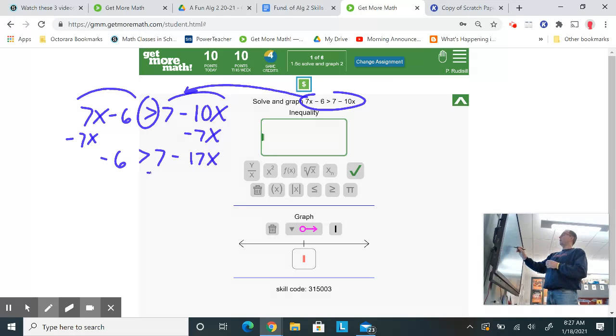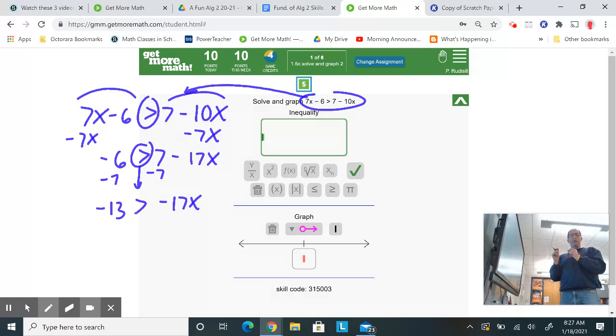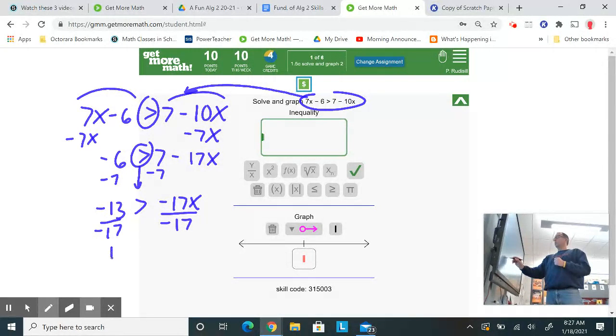So I'm going to get rid of the 7. -6 minus 7 is -13. And I have -17x on this side. The sign would stay the same. The only time you reverse the sign is when you multiply or divide by a negative. Right now, I need to divide by -17. I get 13/17. Now the sign has to reverse. To get x by itself here, I had to divide by a negative. So it looks like that's going to be my solution.